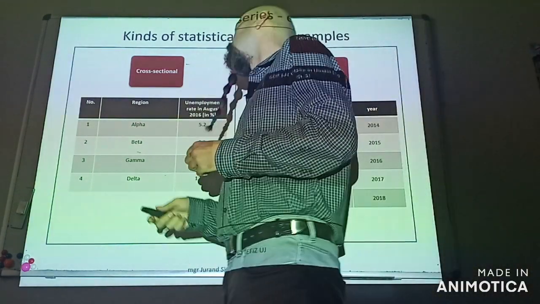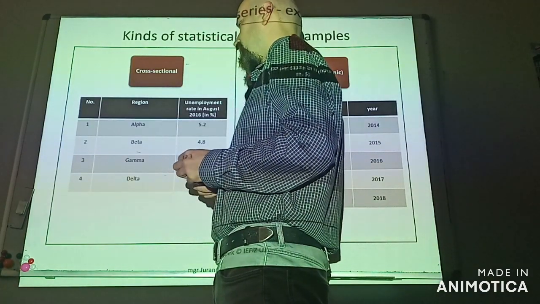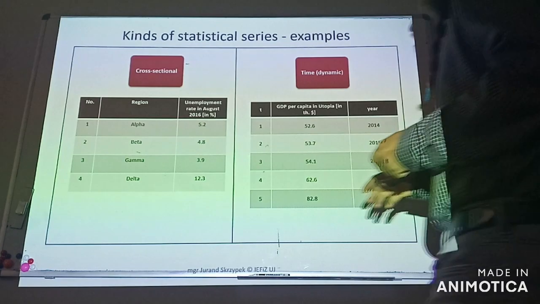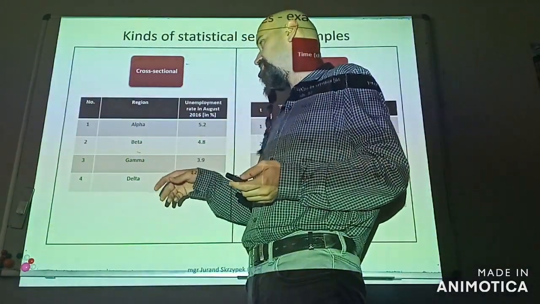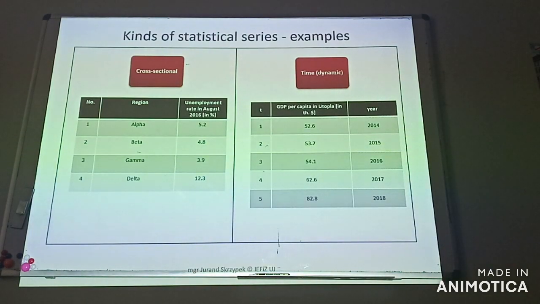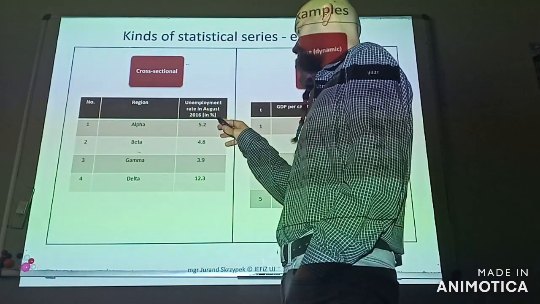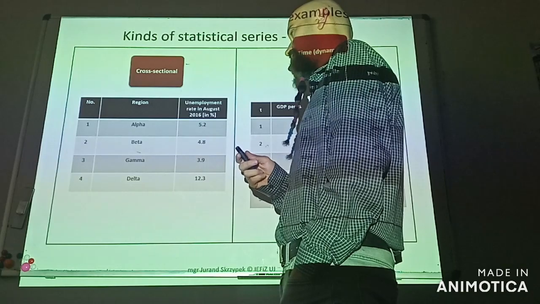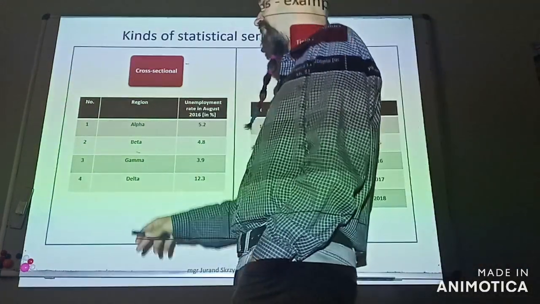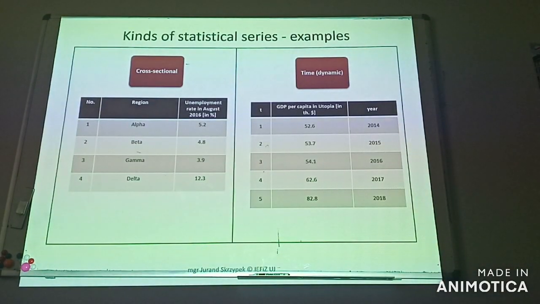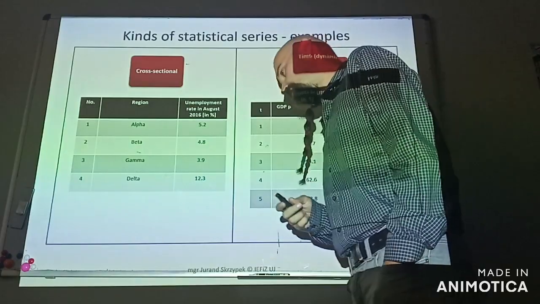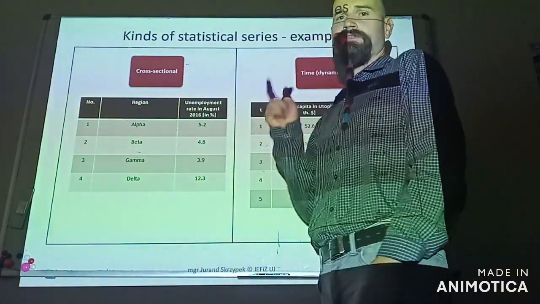Next type, cross-sectional, where statistical material is ordered by the objects. The objects have their names, IDs, like here, regions, and in one moment of time we measure the value of a specific variable, here unemployment rate in August 2016. Cross-sectional ordered by the objects. All the objects are known, have their own names, and are characterized by the values of our variable in one specific moment in time.